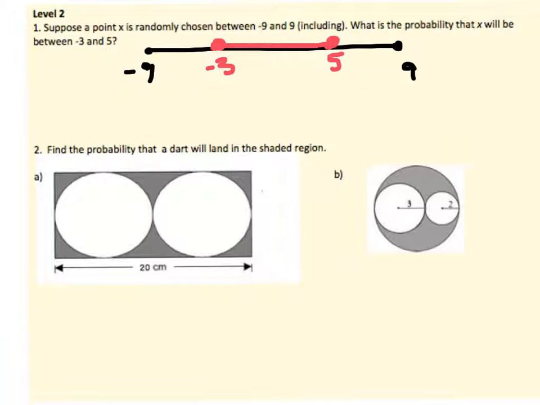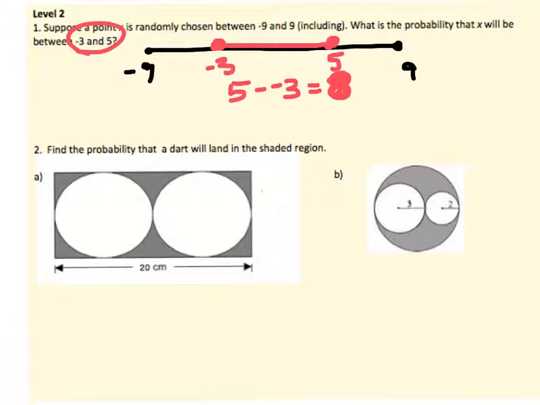So to represent the length of space between these two numbers, we're going to subtract them. Or you could really count them. 5 minus -3 will give you 8. So this is my amount of outcomes that I want to happen between -3 and 5.